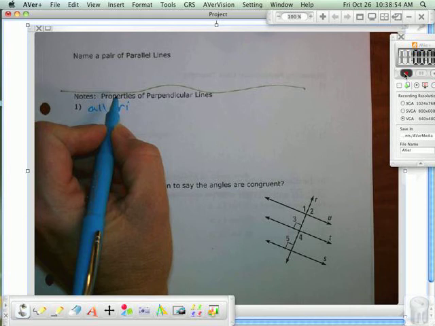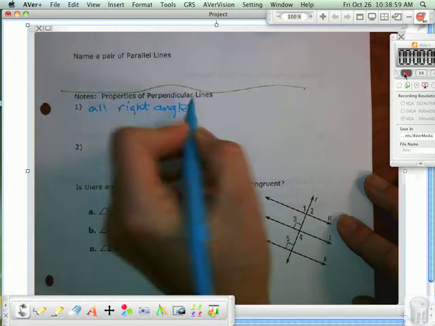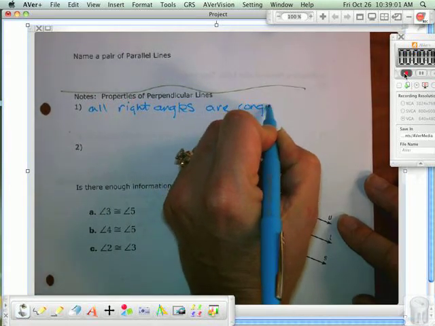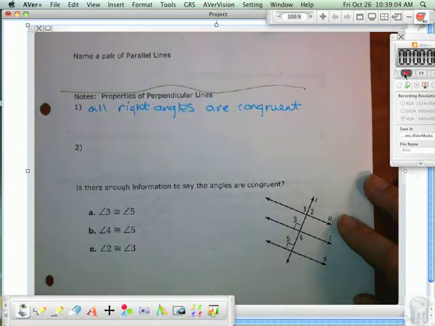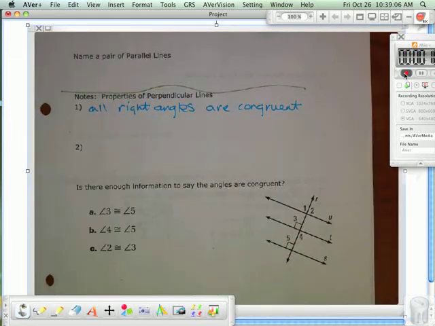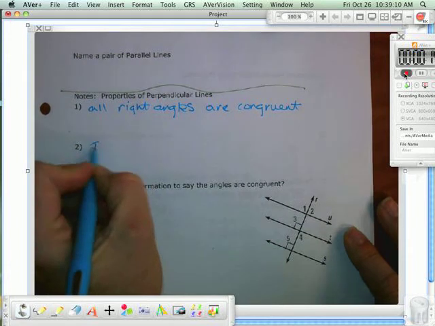Right angles are congruent. And you kind of saw that when you did your folding activity. All the right angles are congruent because they are all what measure? 90 degrees, okay?